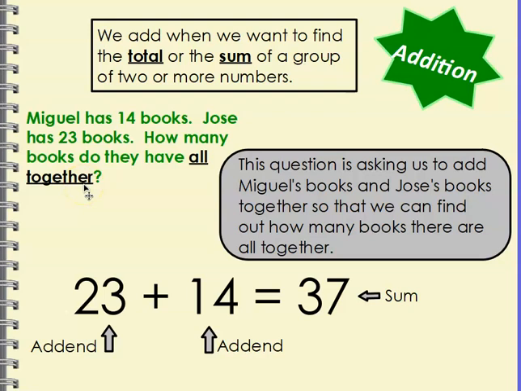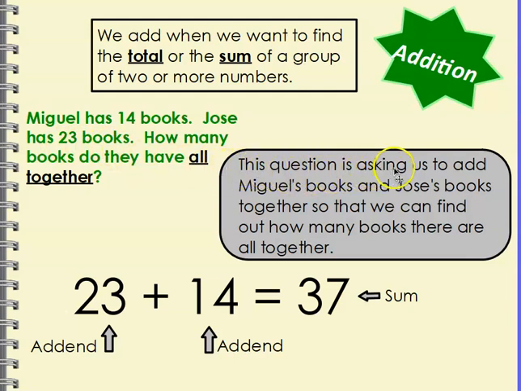So using my problem solving strategies, I know I have to look at the question first. I know my question is about books. I know that it's asking me how many they have all together. I know that when I put things together, I need to add them. I'm finding the sum or the total of the books. My information that I have, Miguel has 14 books. Jose has 23 books.